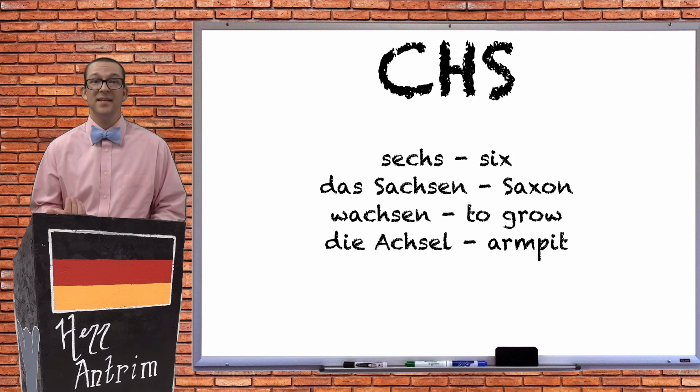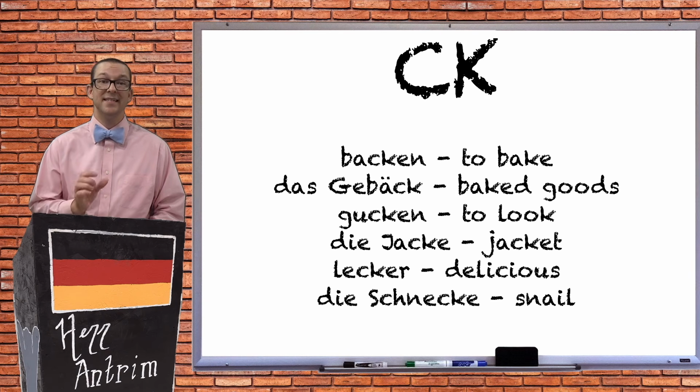If you add an S to the end of the CH combination, it sounds more like a KS instead. Sechs, Sachsen, Wachsen, Achsel. Next up on my list is the CK combination. It's the same as it is in English, but it needs to be on the list because it is a consonant combination. Backen, Gebäck, Gucken, Jacke, Lecker, Schnecke.